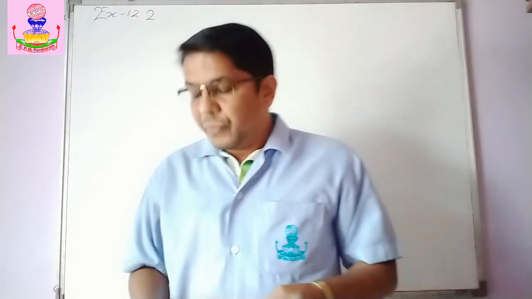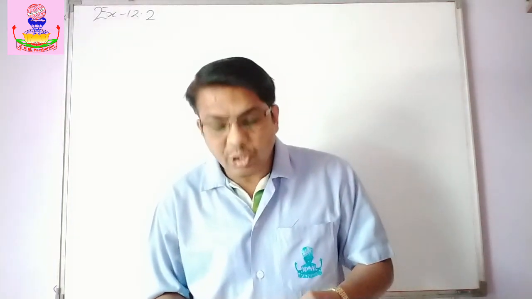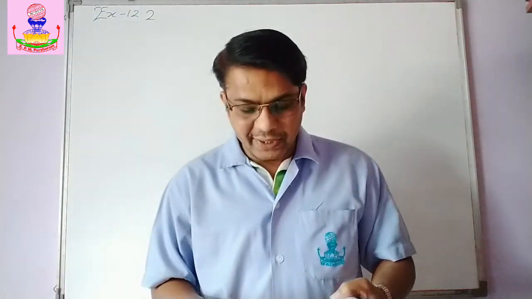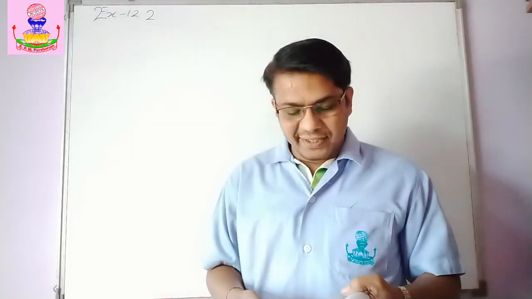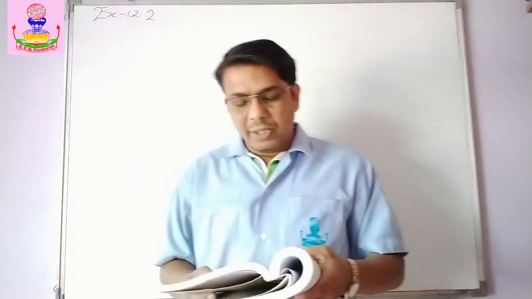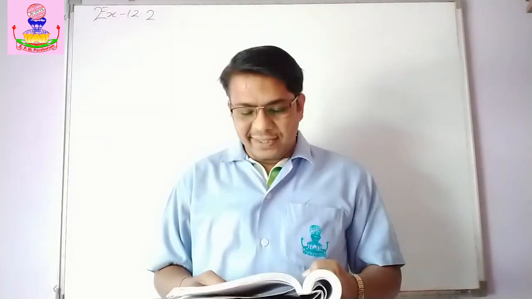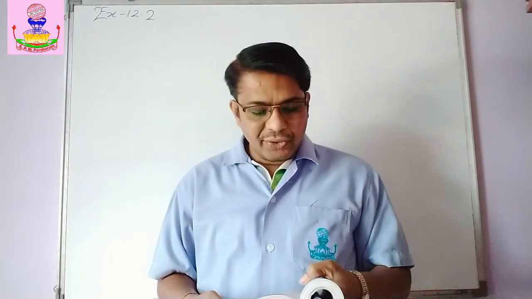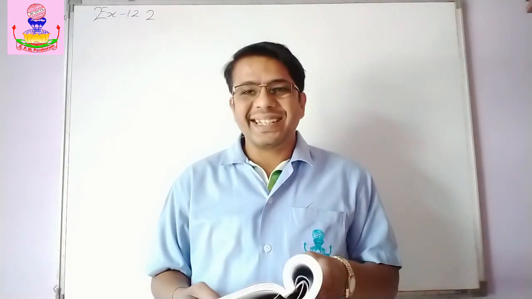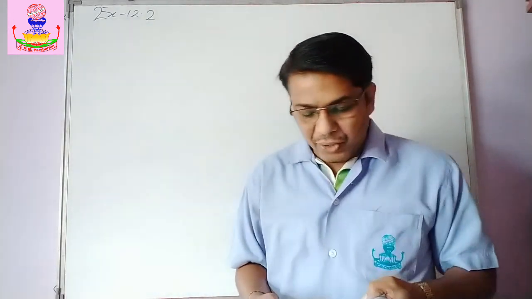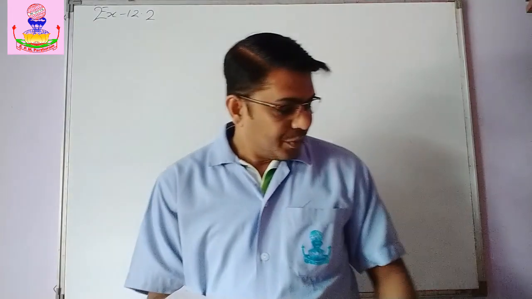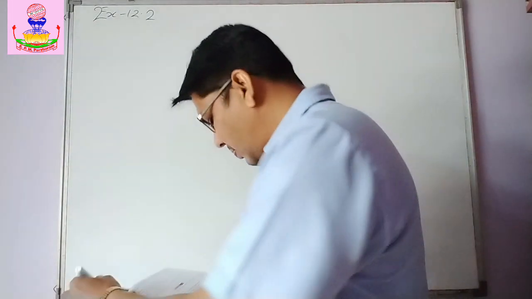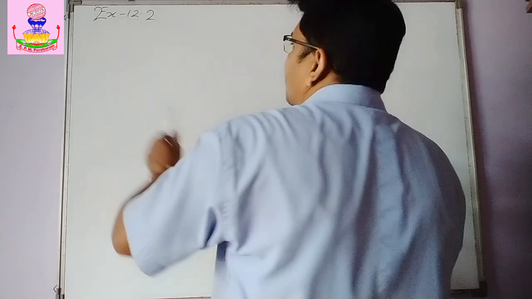Now see the second. The average age of the students of a class is 12 years. The average of the first 15 of them is 10 years, and the average age of the remaining is 13 years. How many students are there in the class? Now, do I know the number of students? I don't know. So suppose I assume the number of students to be x.